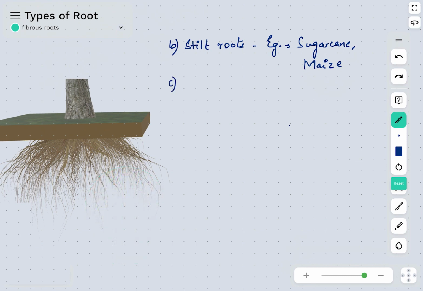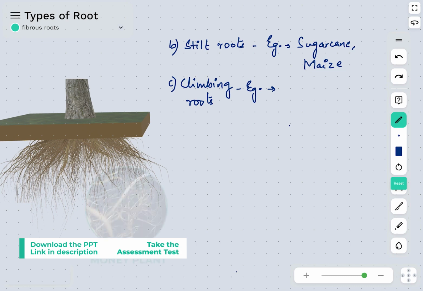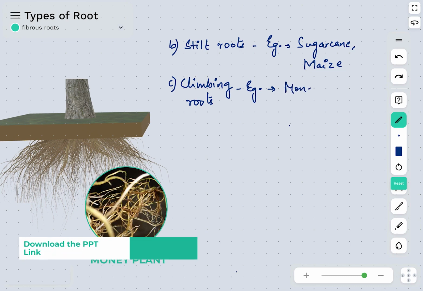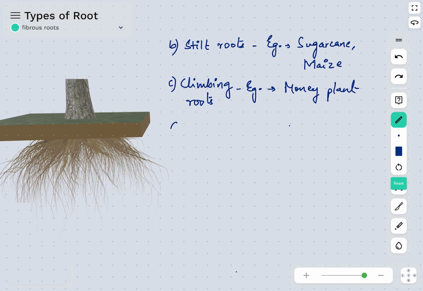So the next category of mechanical supporting roots of the fibrous root system are the climbing roots. Climbing roots, as the word suggests, will climb with the help of the stem of the plant body. So this includes money plant, the very common plant, money plant, which is pothos, and it includes various other examples as well.